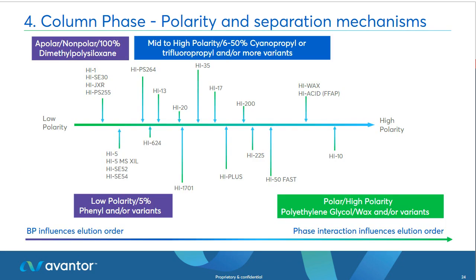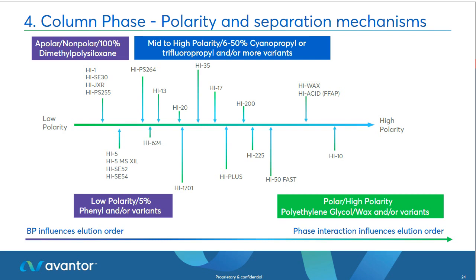So this means when we have the lower polarity or non-polar phases, these separate based on the boiling points. So boiling point influences the elution order, whereas the polar phases, the phase interaction influences the elution order. So you can inject the same sample on two different polarity of phases, and you may see a different elution order.